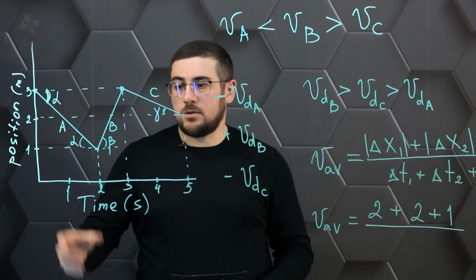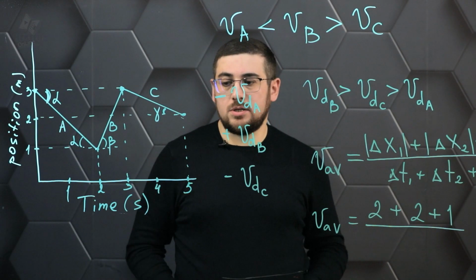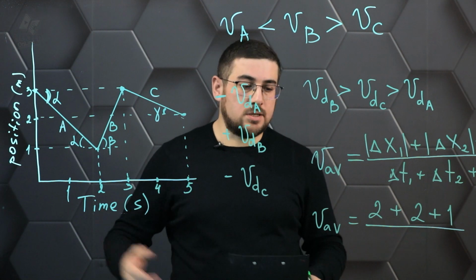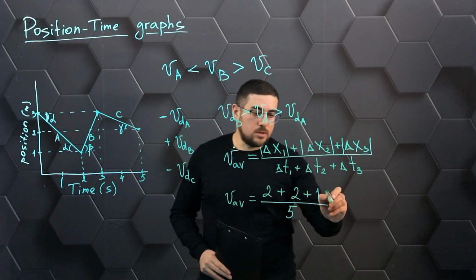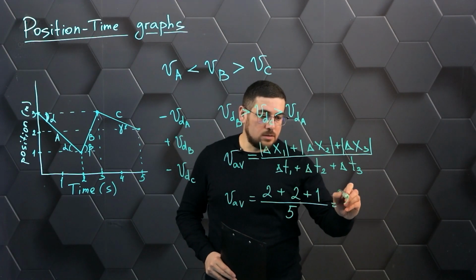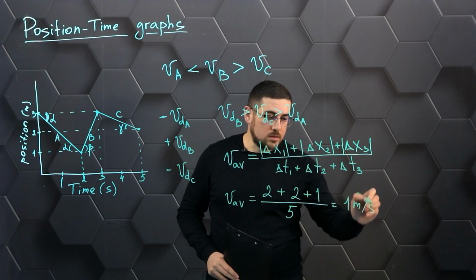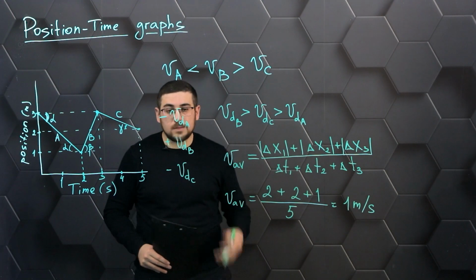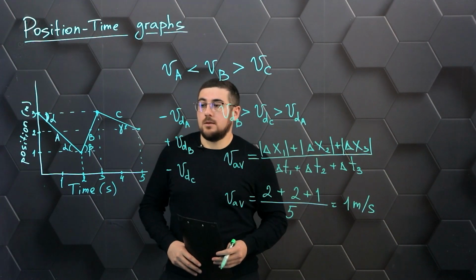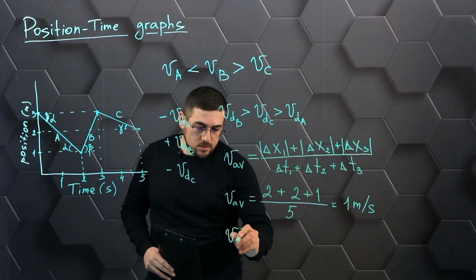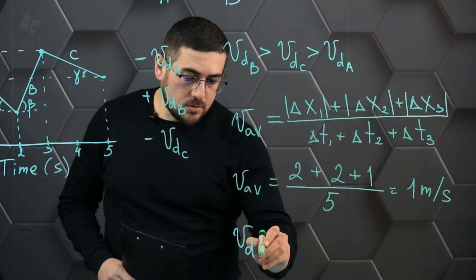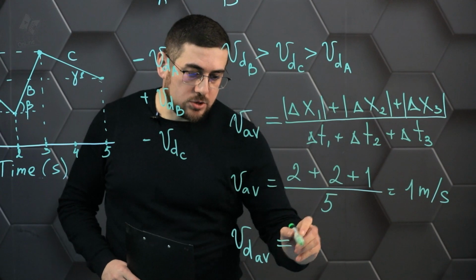And divided by the total time taken for all these displacements, we see that the total given time is 5 seconds. And we end up with an answer of 1 meter per second. That would be the average traveling speed. Now, if we want to find the average displacement speed, we'll write it like this.